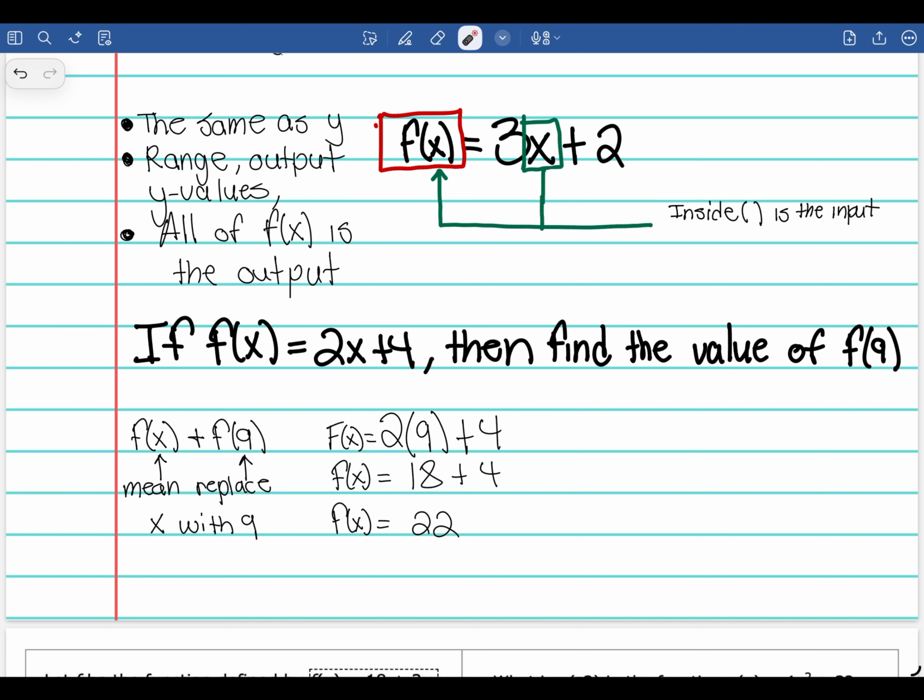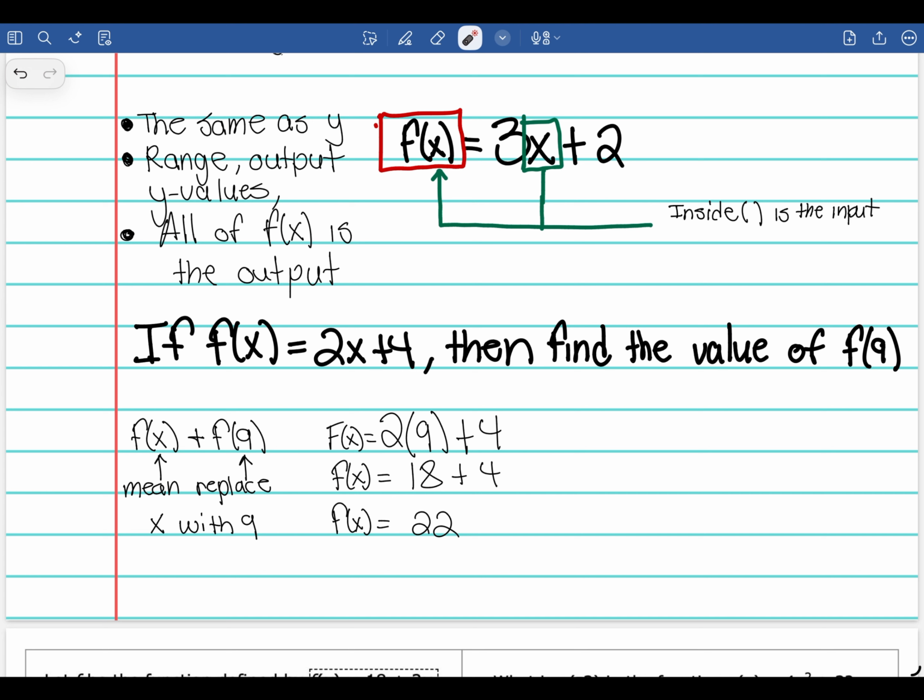So that's what I did. So I wrote my problem out. I put my 2. I put a parenthesis. Replace x with 9, plus 4. Okay? And then 2 times 9 gave me 18. Then I have my plus 4. 18 plus 4 gives me 22. So that is how we're going to be evaluating functions. They're going to give us a number that we have to plug into the equation, and then we take that and solve.